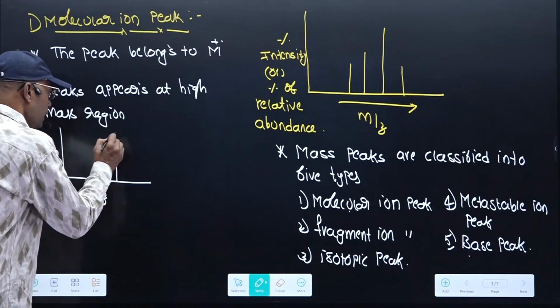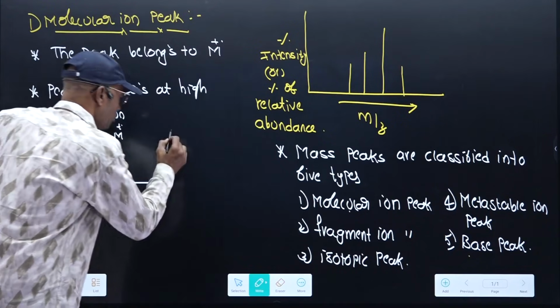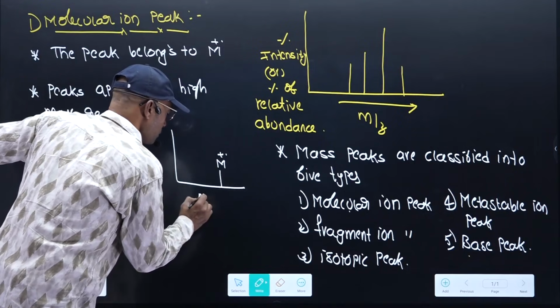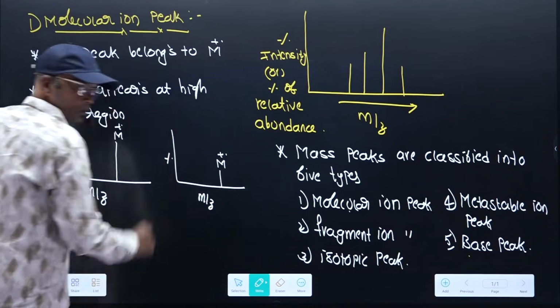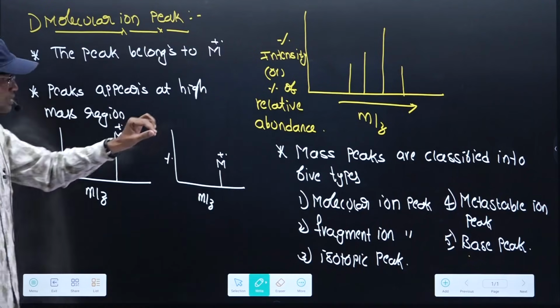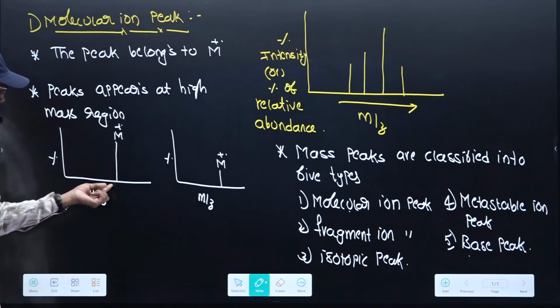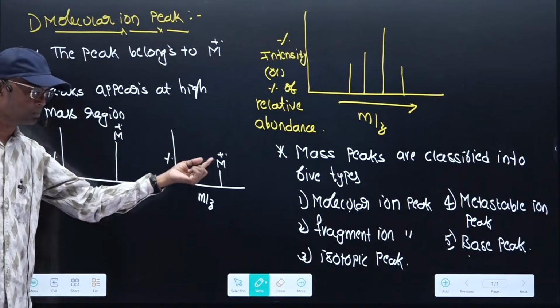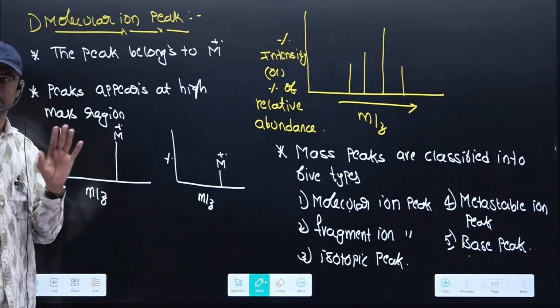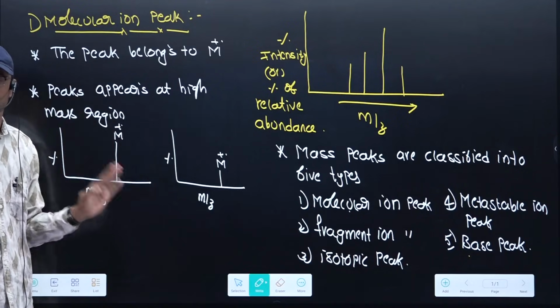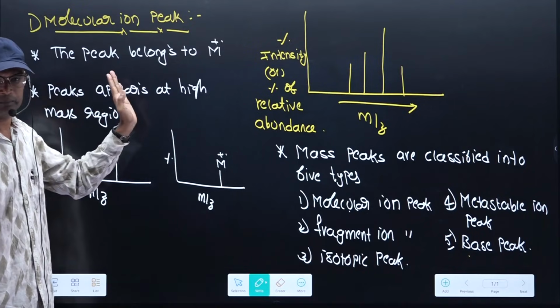The molecular ion peak may be a high intensity peak. The molecular ion peak may be low intensity, or sometimes the molecular ion peak may not appear. Don't think that the molecular ion peak is always a high intensity one. That is a wrong statement. It may be highly intense, or low intense, or it may disappear. Anything may happen. That depends upon the stability of the molecular ion.